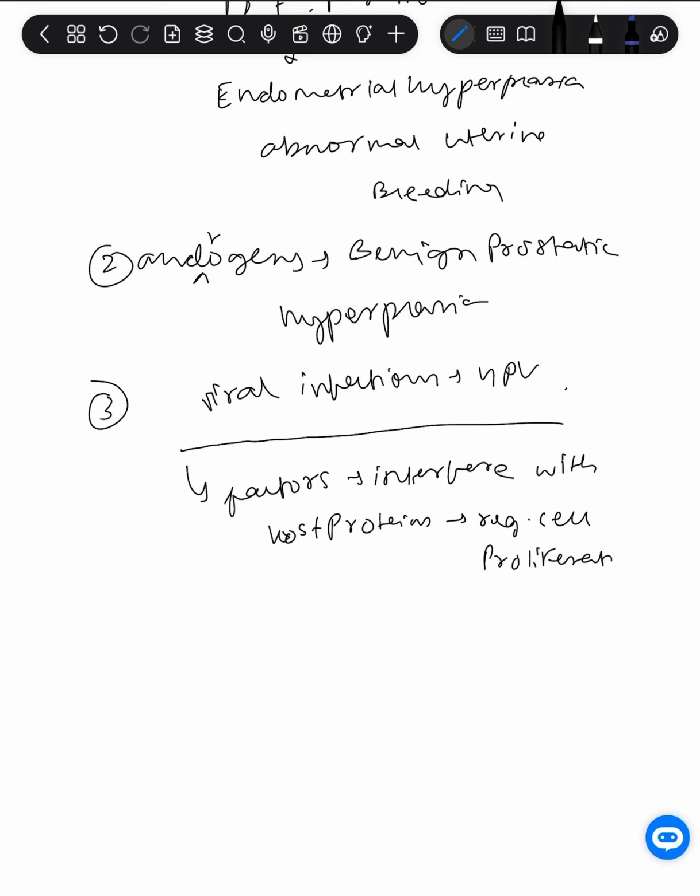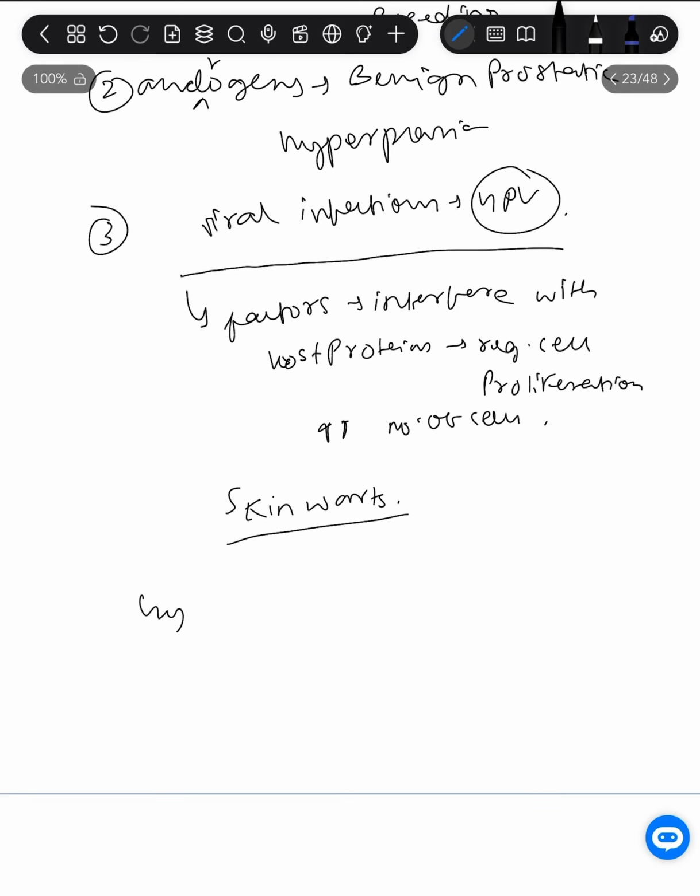And it causes an increase in the number of cells. This is primarily seen in HPV, which causes skin warts. And these factors, when they start regulating cell proliferation and interfere with it, increase the number of cells, and this is what we call hyperplasia.